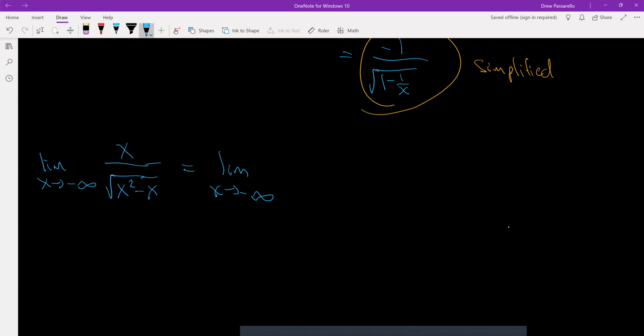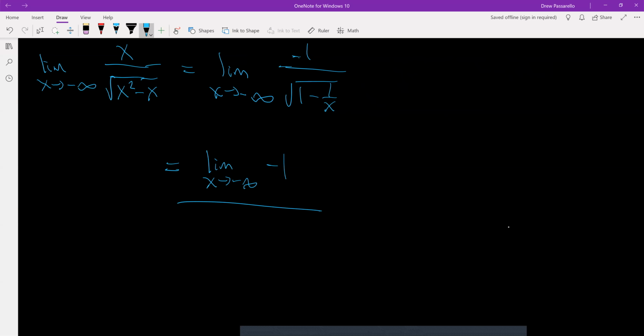We got this to be negative 1 divided by the square root of 1 minus 1 over x. Okay, so then I can apply the limit. And you could apply the limit to each piece. So negative 1, and then divided by the limit as x goes to negative infinity of the square root of 1 minus 1 over x.